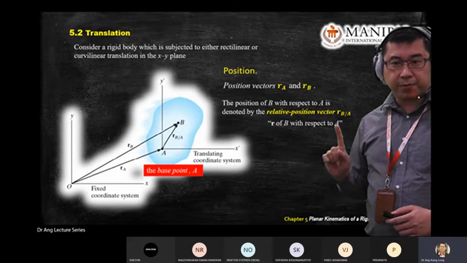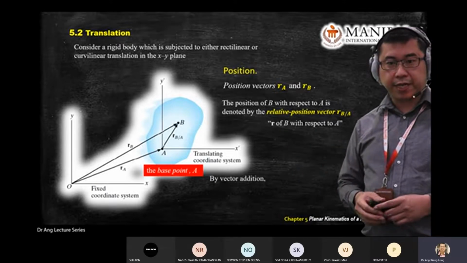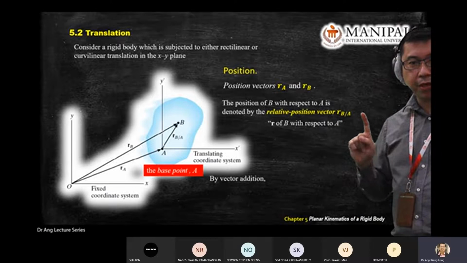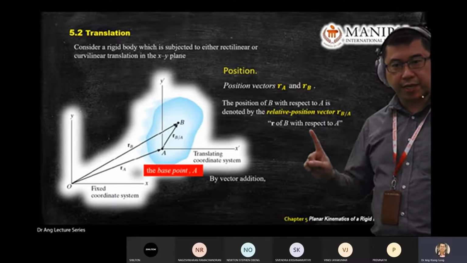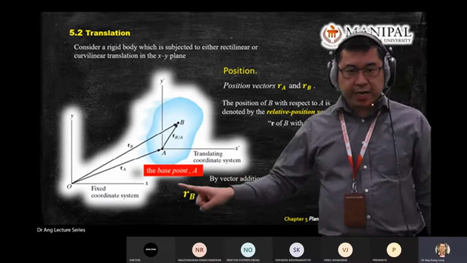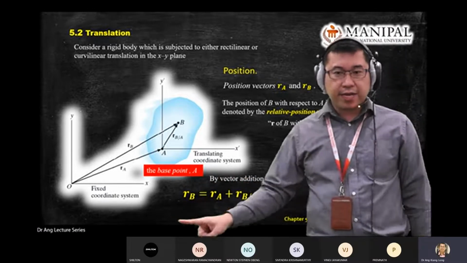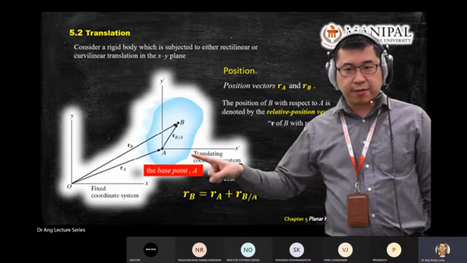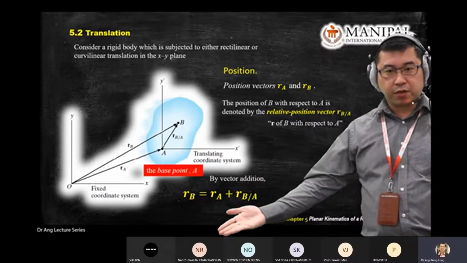R of B with respect to A. But in this module, I will just read out the formula rather than keep saying this one. Then I already explained how to get this vector addition. I already explained about the triangular just now. We have this formula.